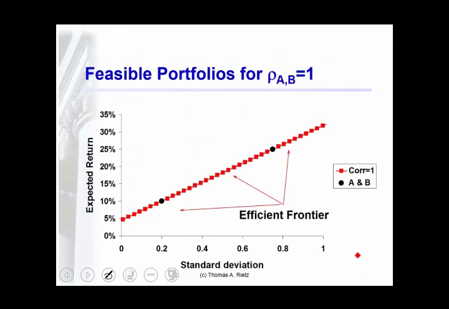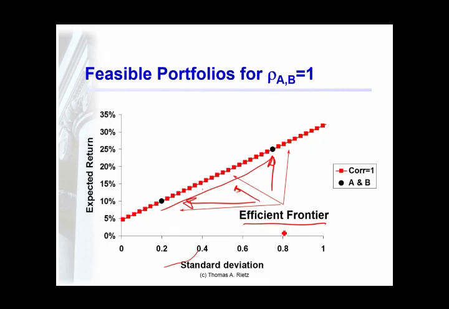There are no benefits if the correlation is 1. If I were to plot out the standard deviation on the bottom axis and the expected return on the left-hand axis of a portfolio where the correlation is 1, I would just get a straight line connecting the two investments. What we call the efficient frontier is the highest return you can get for the risk, the lowest risk for the return, or both. The entire line is efficient.